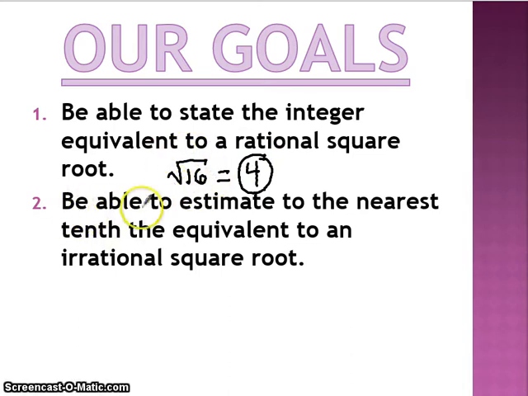Our second goal is to be able to estimate to the nearest tenth, which is 1 decimal place, the equivalent to an irrational square root. So for instance, when we said that the square root of 20 was about 4.5, we were estimating because it's not exactly 4.5, but it's close to that. And when we estimate, we can use this symbol to show that it's an estimation, about 4.5.